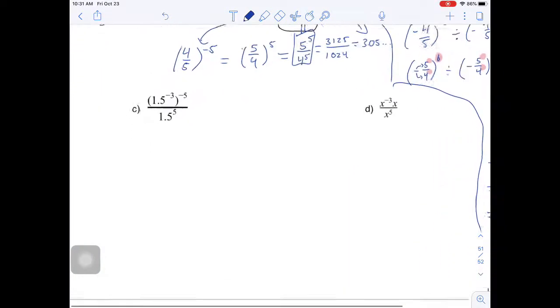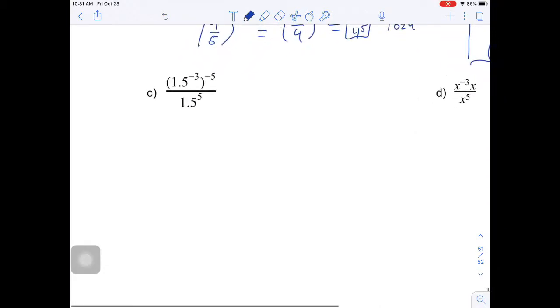Let's move on to C. So C is a little bit more, maybe not easier is the right term, but it is definitely a little bit more workable. So here, I have 1.5 to the power of negative 3, to the power of negative 5, dividing 1.5 to the power of 5. What should I do here?